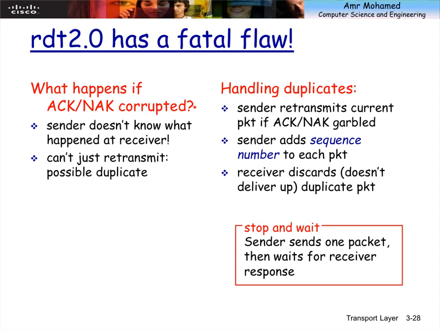So what happens if the acknowledgement or negative acknowledgement is corrupted? We have an implicit assumption here that the backward channel is reliable, which we didn't say. If it's unreliable, why is the backward channel reliable? Okay, so there is something missing here.